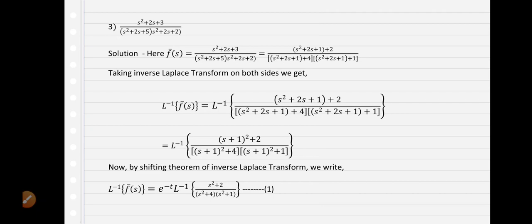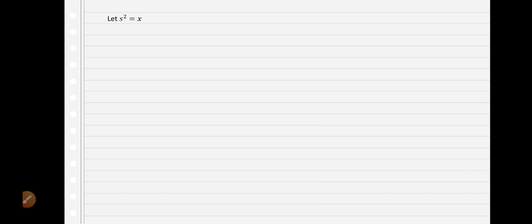s square plus 1. Now the curly bracket terms of this equation 1 are very similar to the previous two examples. So here, to find the inverse of this term, you can use the method of substitution, s square equal to x. So now we will consider only this curly bracket term. For the substitution s square equal to x, we can write it as x plus 2 upon x plus 4 into x plus 1. Again the linear factors are there, so it can be written as a upon x plus 4 plus b upon x plus 1.